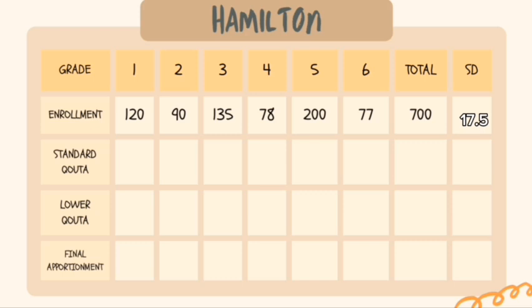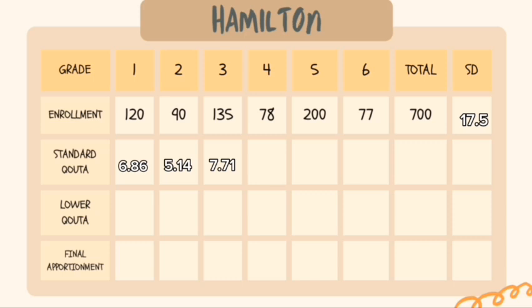Dito is kukunin natin yung standard quota sa grade 1. Gagawin natin 120 over 17.5. Pag na-divide mo na yan siya is magiging 6.86. Then, i-divide mo rin yung 2, 3, 4, 5, and 6 sa standard divisor na 17.5. So, 90 divided by 17.5 is equal to 5.14. Then, 135 divided by 17.5 is 7.71.